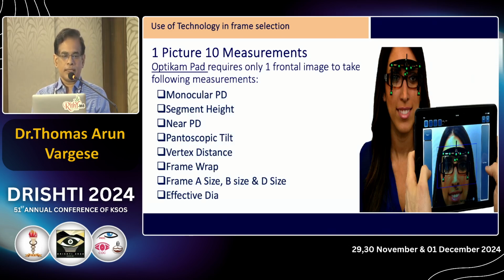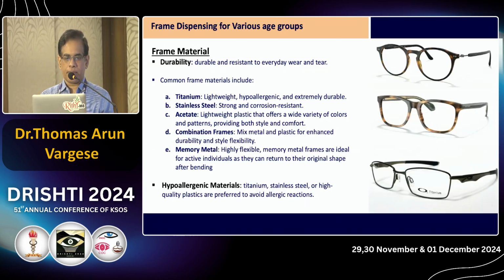There are these new gadgets now. We take a photograph, it's called an OpticCam pad, and it gives all these measurements. So monocular PD, the segment height, pantoscopic tilt, vertex distance, all these can be taken just with the photograph. You can get all these measurements, so it really saves a lot of time.